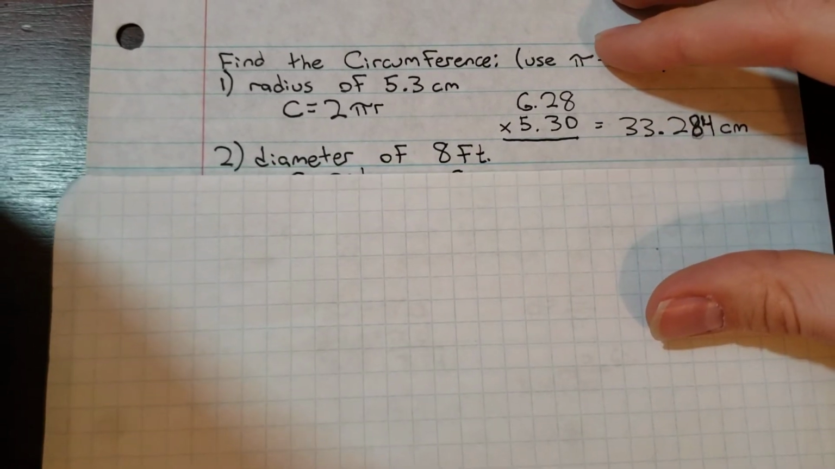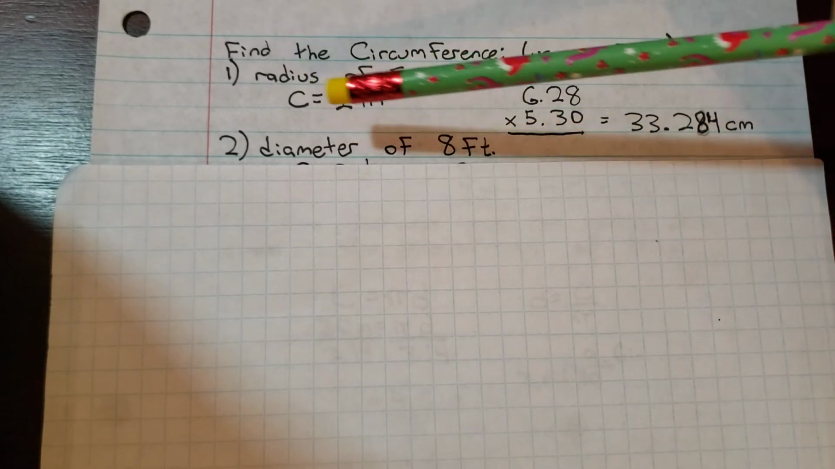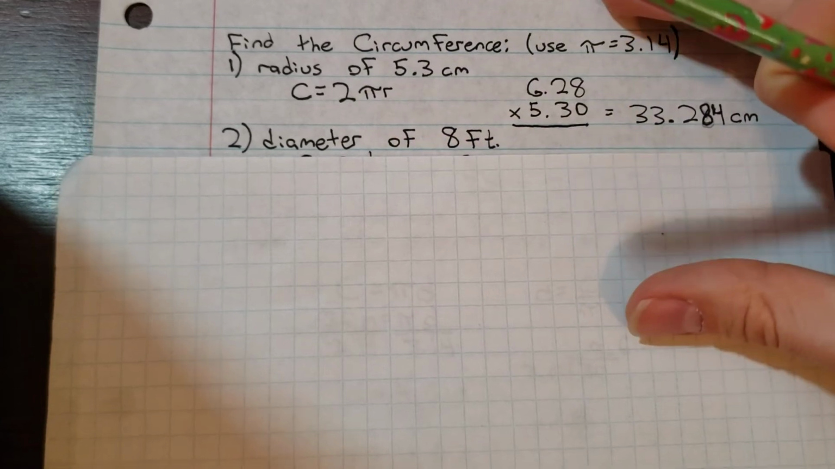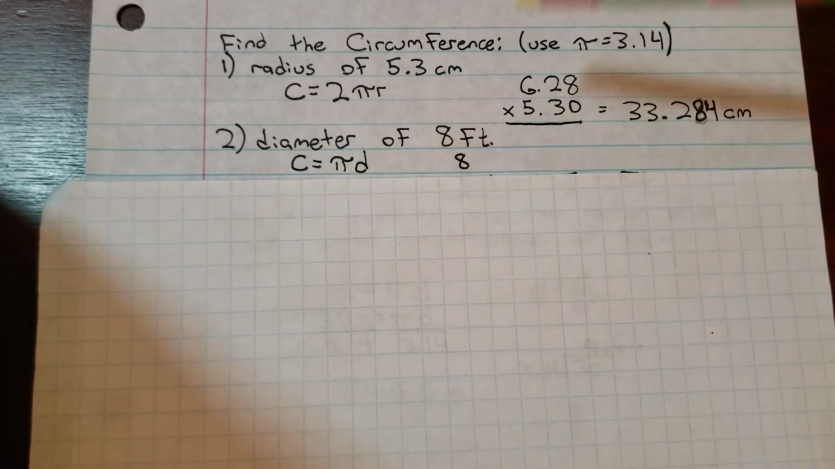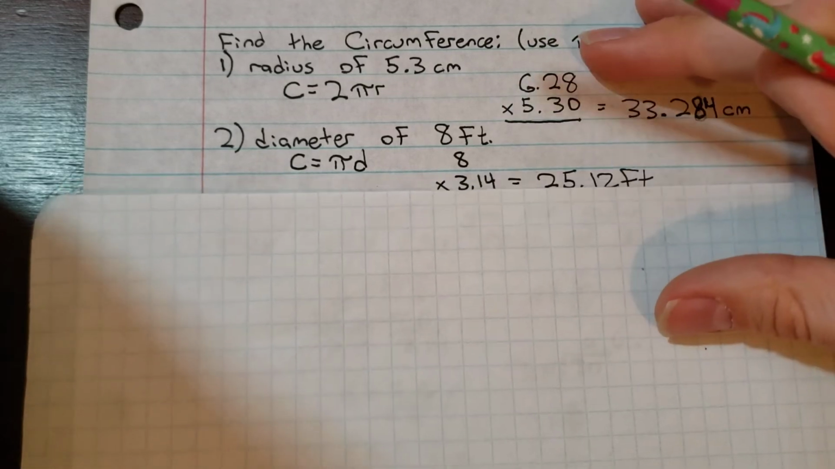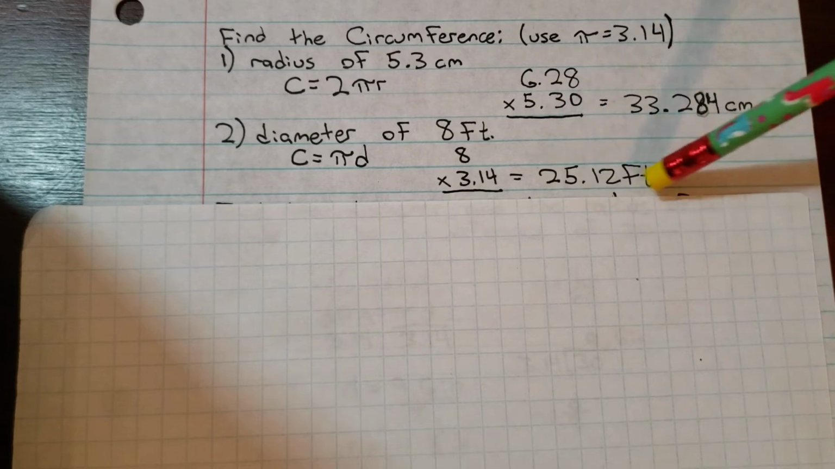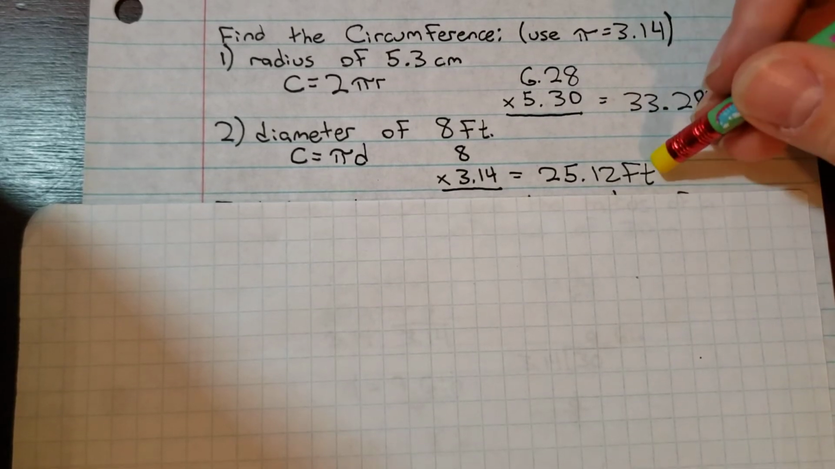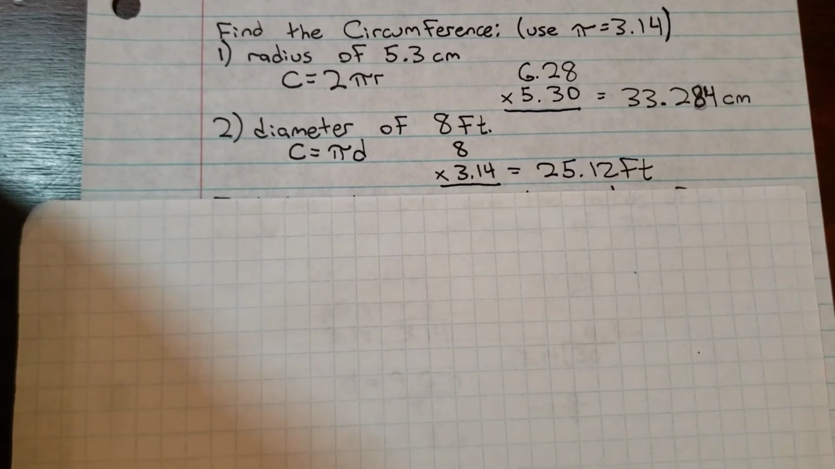Okay. Now what if our diameter is 8 feet? Am I going to multiply it by 2? No, because I've got my diameter, not my radius. So I'm going to use this formula, pi times my diameter. So 8 times 3.14 ends up with 25.12 feet. Again, it's just straight units, nothing squared. Please make sure you show your units.